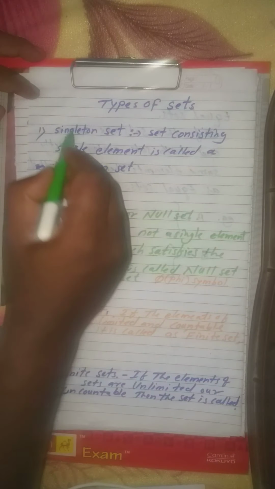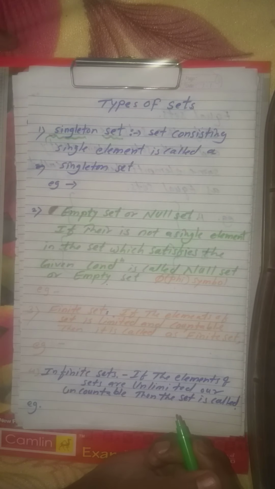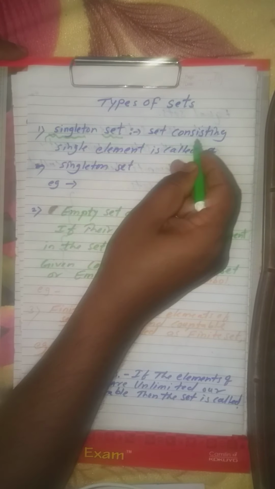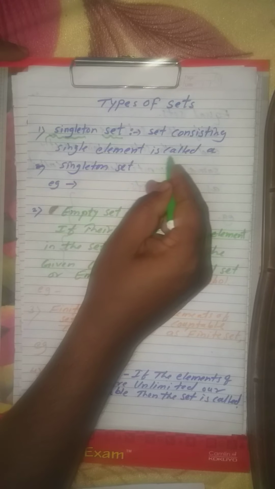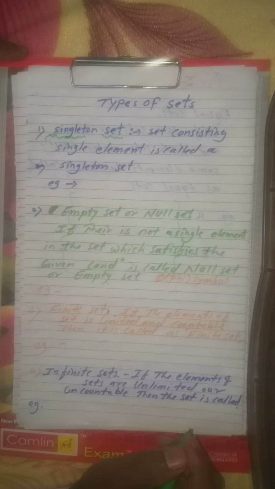First is the singleton set. The word itself indicates the meaning of that set. Singleton means what? The set consisting of a single element is called a singleton set. Now this singleton set has examples such as this.